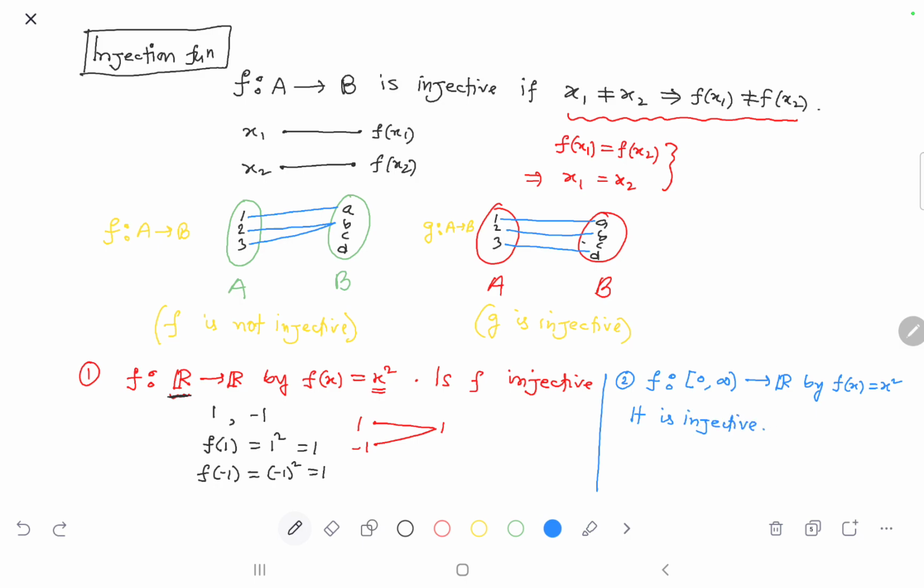Let me give another example. Let f from N to N be given by f(x) equal to 2x plus 3. Is it injective?